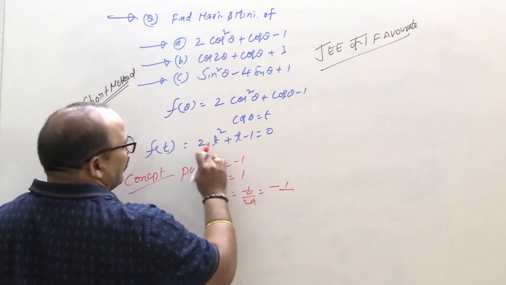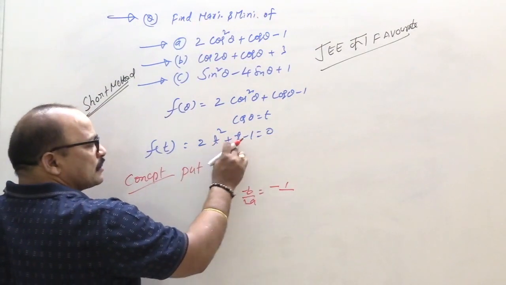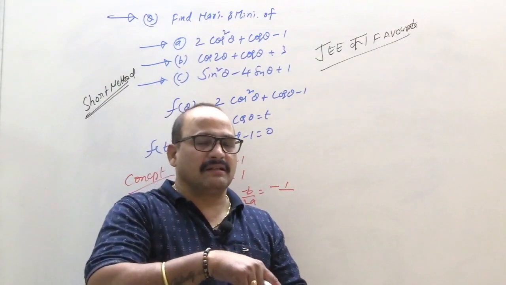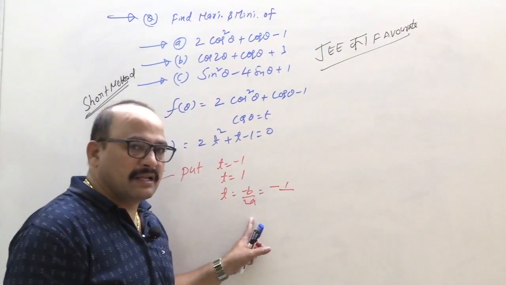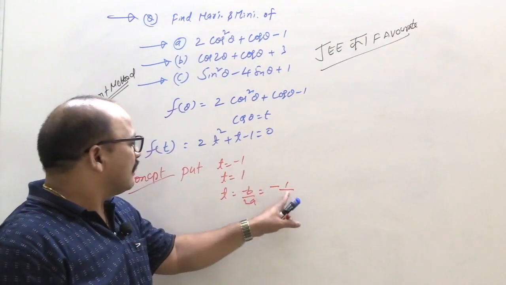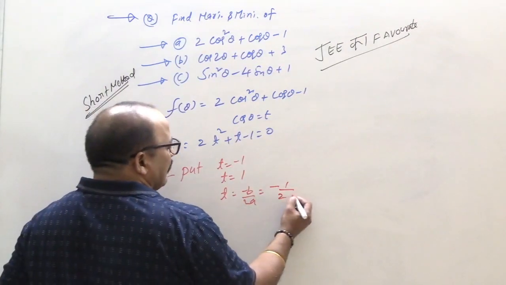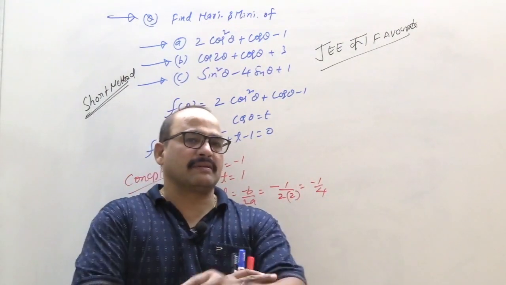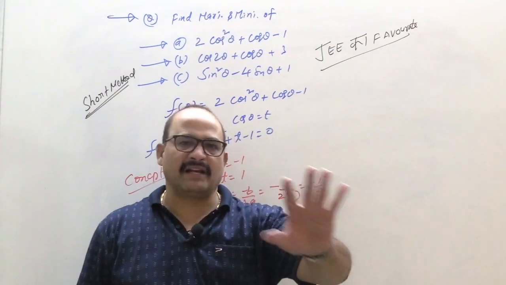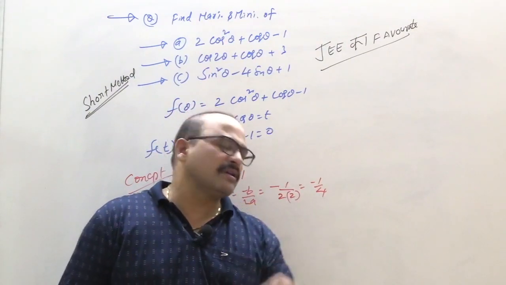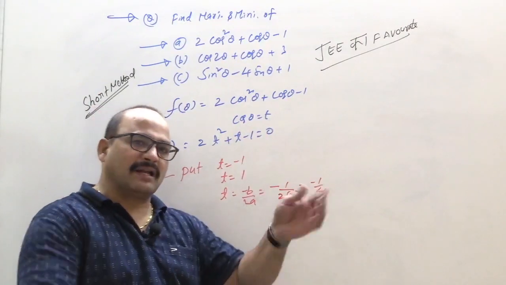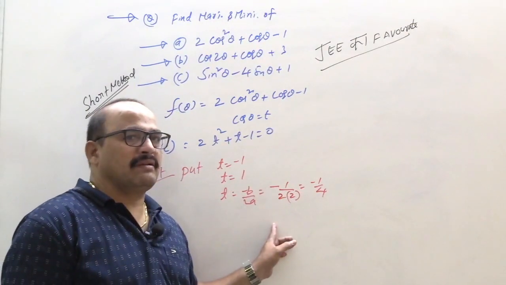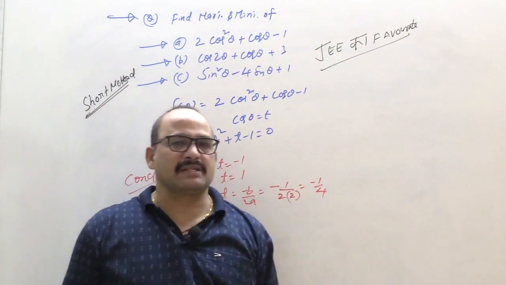For a quadratic equation ax square plus bx plus c, minus b by 2a is the vertex. Minus b by 2a, b is 1, a is 2, so minus 1 by 4. Put these three values for sin and cos, maximum value, minimum value, minus 1, plus 1. Sir, why are you substituting this part? Because this is the quadratic equation's turning point, the x coordinate of the vertex, minus b by 2a. Okay, we will discuss this later in application of derivatives.